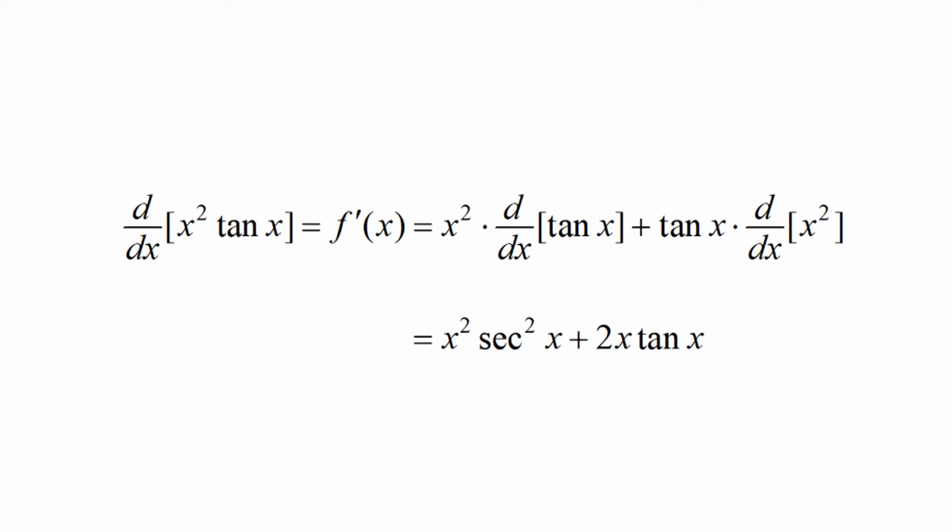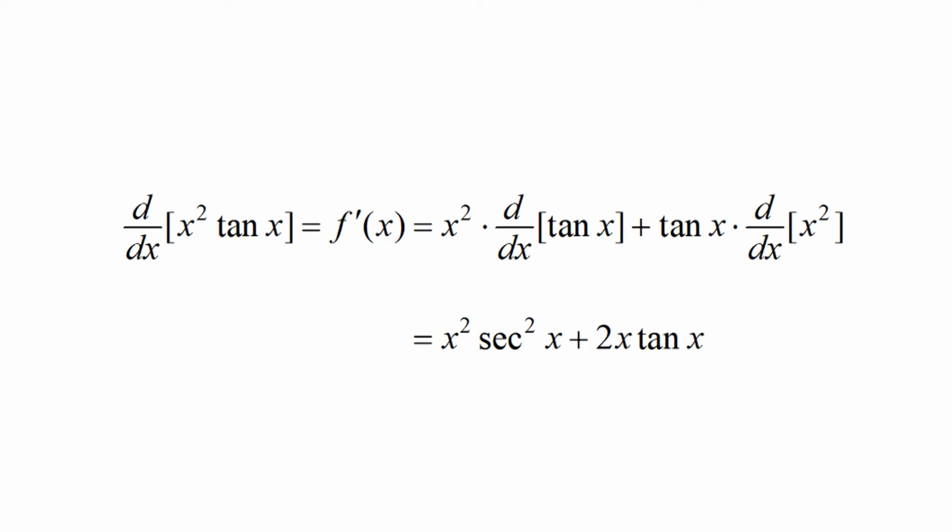With the above basic derivative formulas, we can find the derivative of the product of functions of which one function is a trigonometric one. As an example, let us find the derivative of f of x equals x square into tan x. Using the product rule of differentiation, d by dx of x square tan x, that is f dash x, equals x square into d by dx of tan x plus tan x into d by dx of x square, equals x square into sec square x plus 2x tan x.